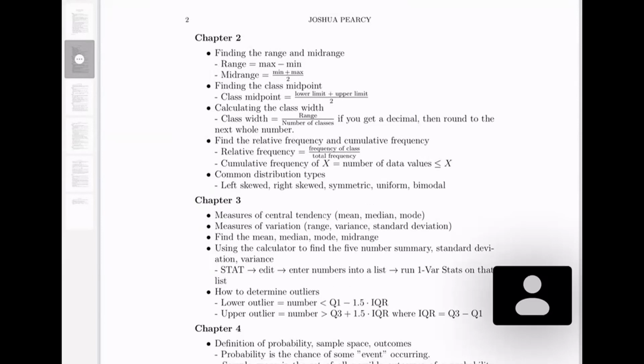Does anyone remember why? Yeah, so you can collect all the data. If you round it down, you may have some missing values on the higher end.